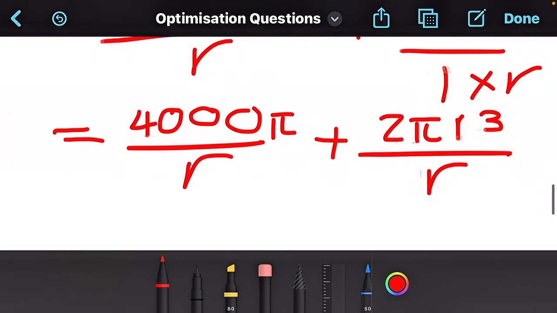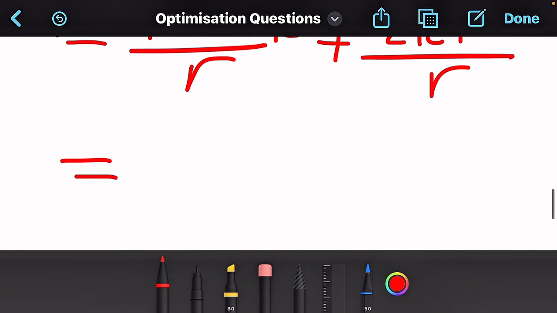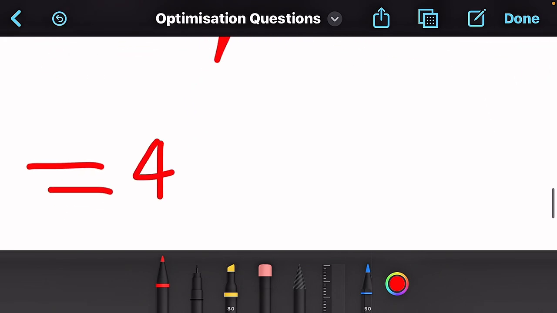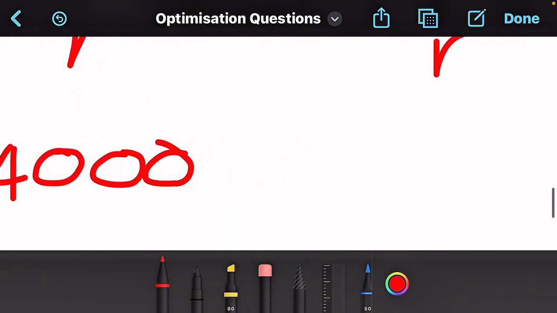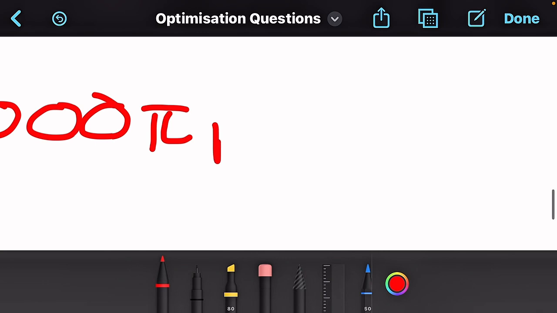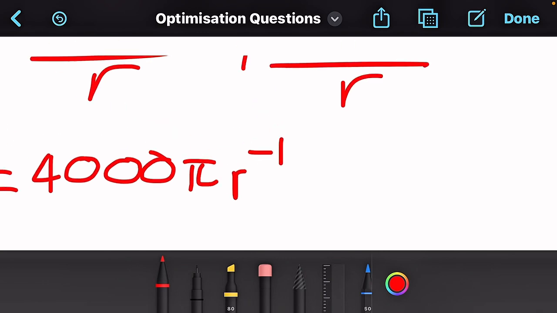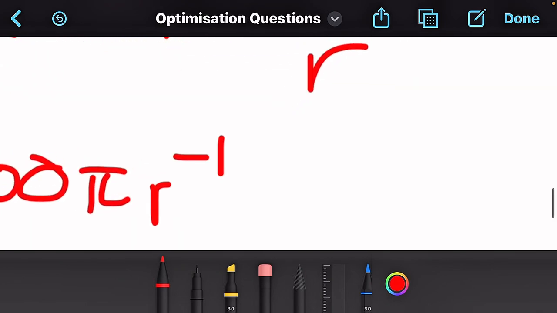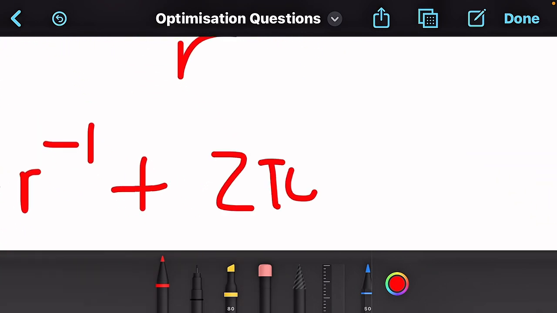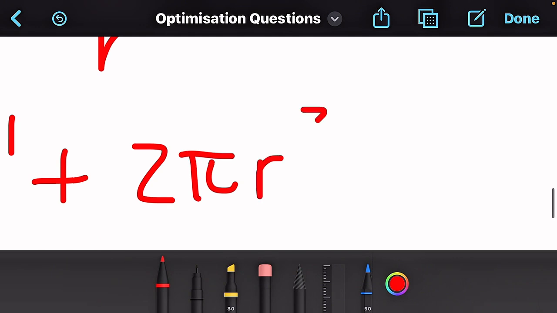Actually, we don't need to. I want to bring these common denominators to the numerator. So we're going to say 4,000 pi r to the power of negative 1. We brought this r to the numerator, plus 2 pi r cubed times r to the power of negative 1.